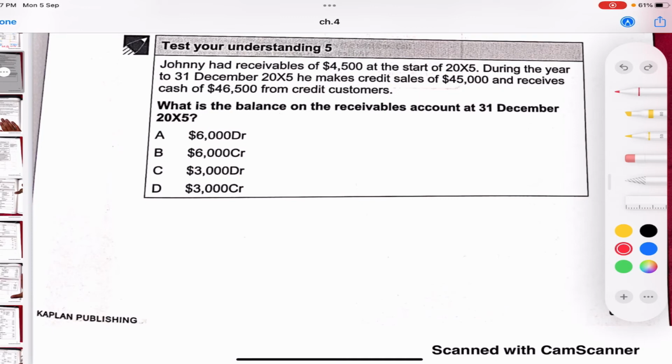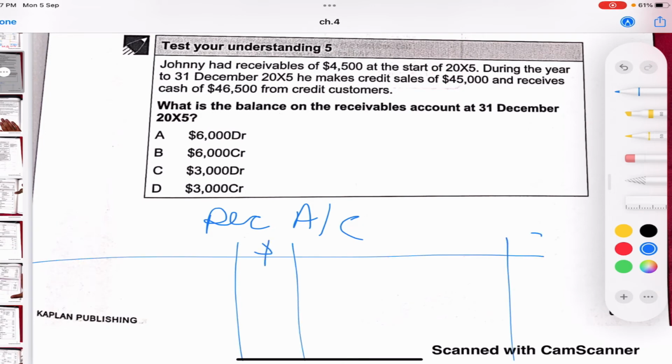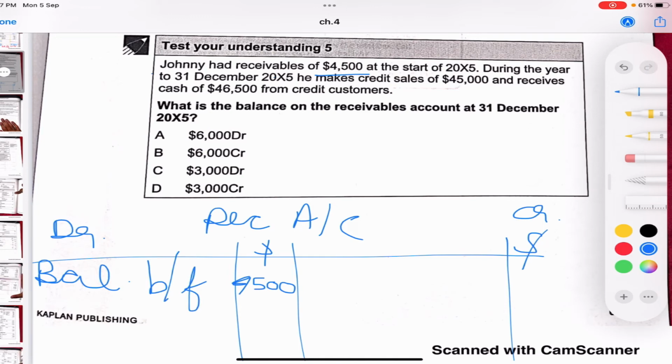So, what you need to really do is make a receivables account. So, let's make a receivables account. I'm not going to write the full forms because we've done similar questions. I'm just going to write the short form. So, hope you understand, but I'll discuss it fully. So, Johnny had receivables of $4,500 in the starting. So he had this much at the starting, right? So 4,500 he was having during the starting, which is nothing but balance brought forward. Okay.